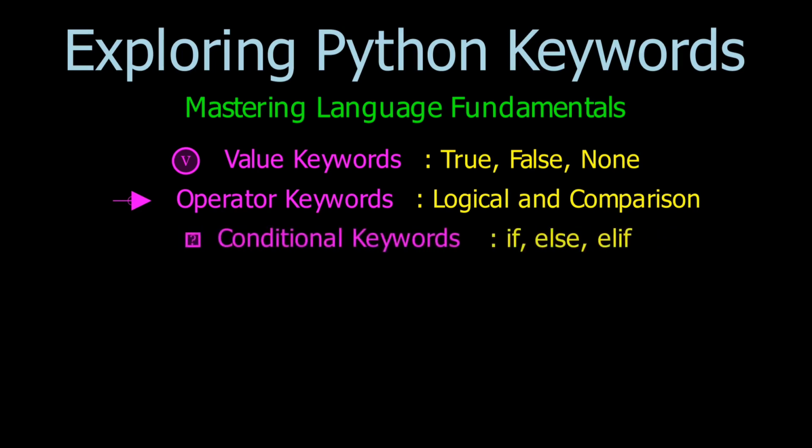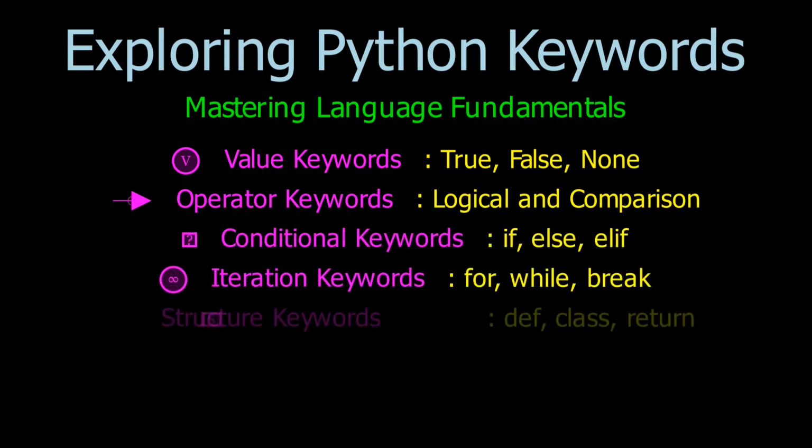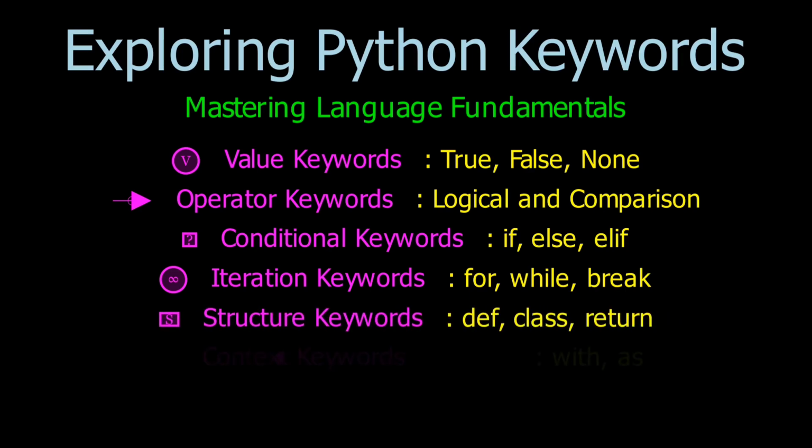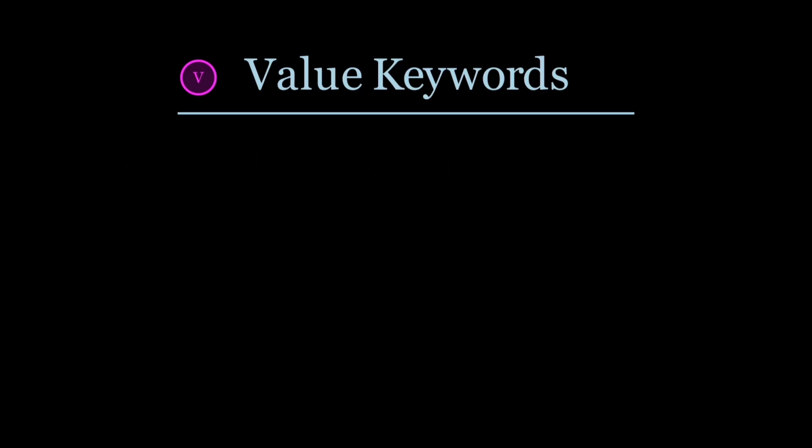Value keywords, which define our fundamental data states, operator keywords that handle logical operations, conditional keywords controlling the program flow, iteration keywords managing loops and repetition, structure keywords building code organization, and context keywords handling resource management. Let's start with the value keywords, the fundamental constants in Python that represent core states in our program.